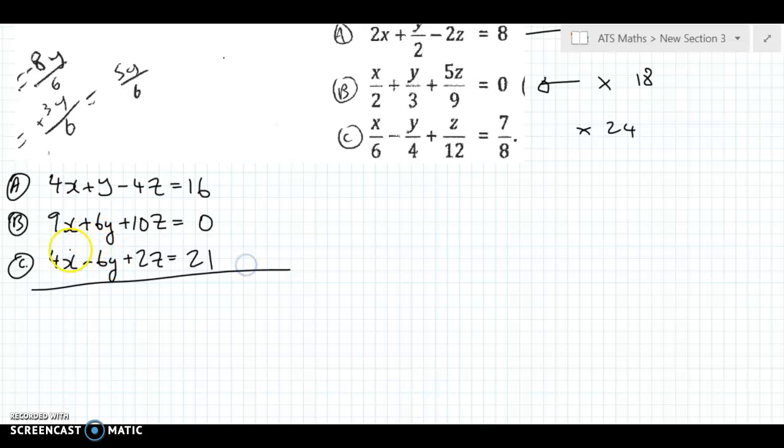So I'm just going to add these here. 9 and 4 is 13x. The y's cancel. 13x plus 12z. 13x plus 12z equals 21.